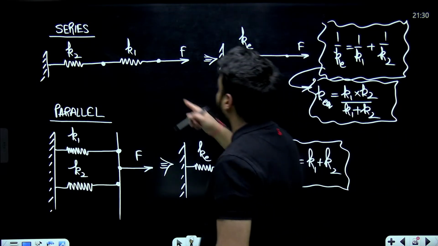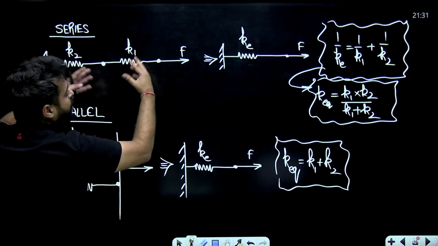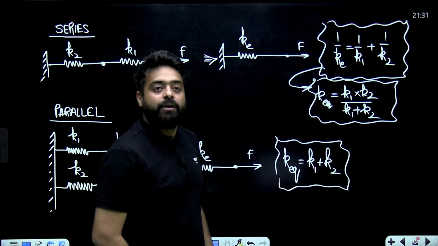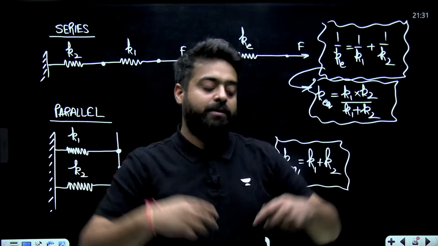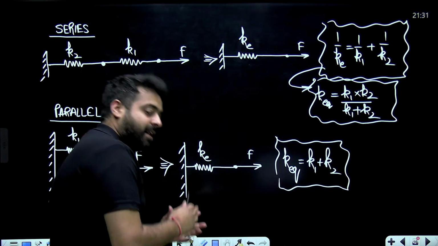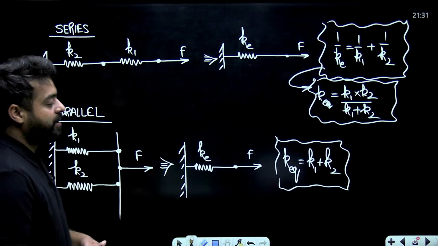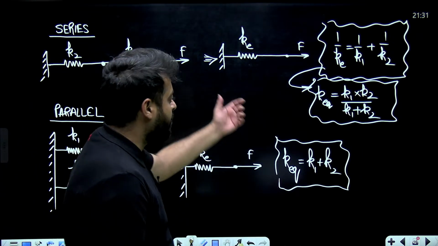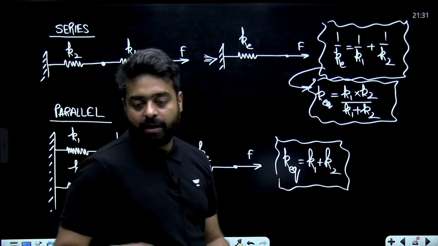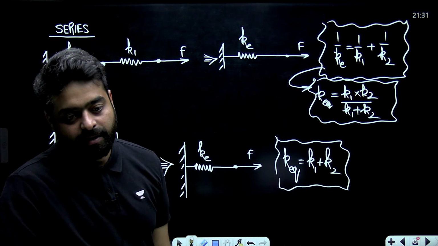Why? Because when you take two rods, one more rod, and apply the force, both rods get stretched. Its equivalent rod gets stretched more, means stiffness is lesser. Okay. There's a very beautiful connection in the series part. And how are you going to apply this in the case of numericals?